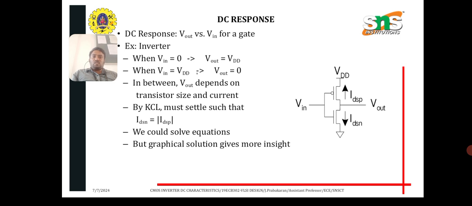When Vin equals 0, Vout equals VDD. When Vin equals VDD, Vout equals 0. In between, Vout depends on the transistor size and current. By KCL, Vout must settle such that IDSN equals the modulus of IDSP.